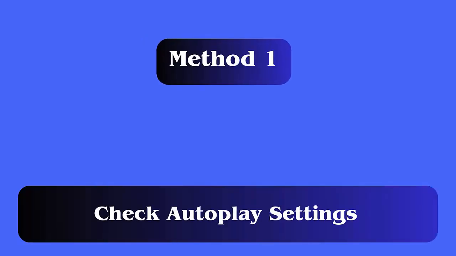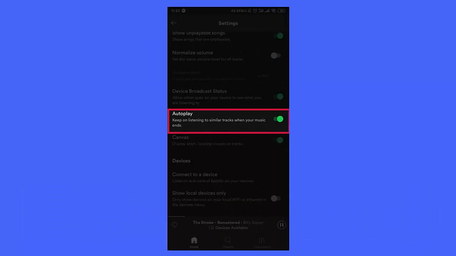Method 1. Check Autoplay settings. Ensure the Autoplay feature is enabled on the Spotify app. Follow the steps. First, launch the Spotify app, and click on the settings option. Now, move to the playback option. Here, check whether Autoplay is enabled or not.